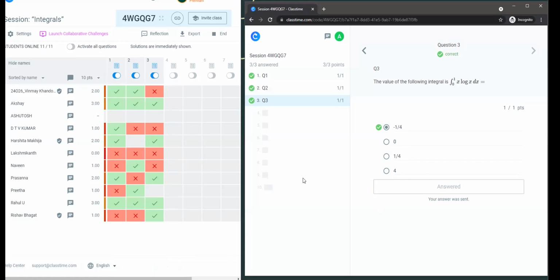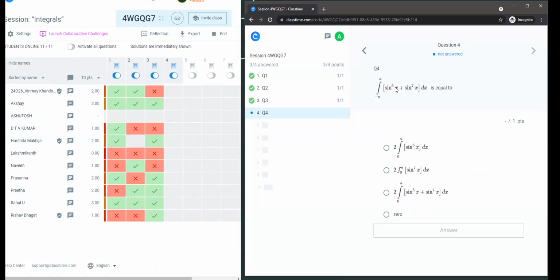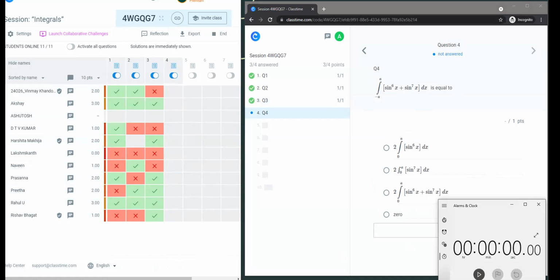Okay. So these were the 3 questions. Now I'll give the next set of 3 questions. Let us start. The 4th question. This is the question here. Give the answer. I'll give you 2 minutes time for this question. Start.